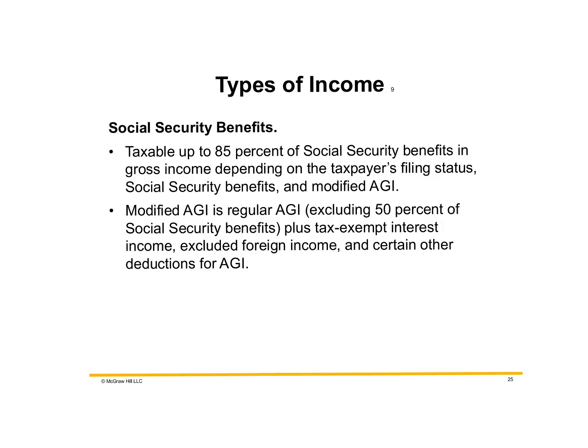Our next type of income we are going to cover is Social Security benefits. So once you reach a certain age, you are eligible to take Social Security benefits. And for these, there are lots of rules surrounding how much in Social Security benefits are considered a part of your gross income.